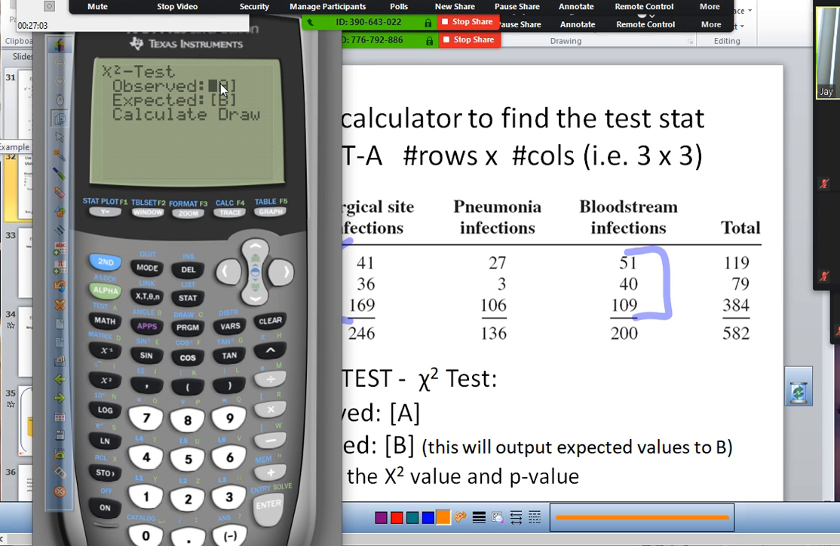And then observed A, which should be in there. That's what you just put in. B's, the expected, that's where it's going to calculate your expected and put them there. Hit calculate, and it's going to give you, boom, there's your chi-squared. 30.696, just like we found on the previous slide. And then here's my p-value and degrees of freedom.